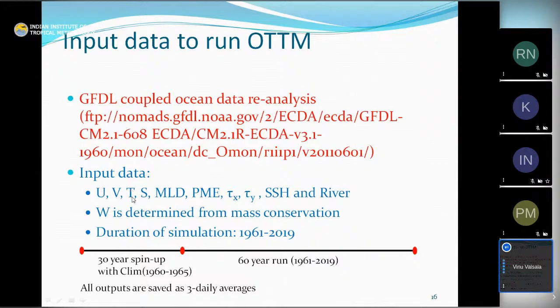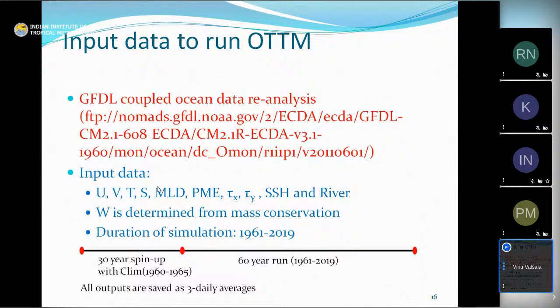So U, V, T, and S are for the hydrography and currents, and MLD is required to calculate the mixing coefficient using the buoyancy forcing, PME plus heat fluxes. I did not write the shortwave and longwave fluxes here. And tau x and tau y, the momentum forcing, will be used to derive the mixing coefficients, because they are not readily available with your reanalysis data, right? You need to derive your own vertical mixing coefficients. So the model uses a K profile parameterization scheme hardwired into the code, which calculates the mixing coefficient and the mixing of tracers and the eddy evolution. And W, the vertical velocity, is also seldom provided with the reanalysis data. We calculate it using the mass conservation within each grid volume.